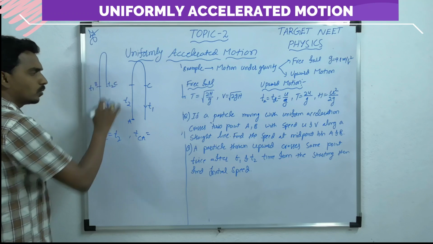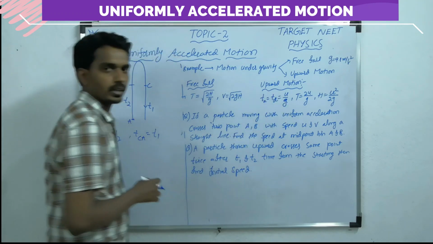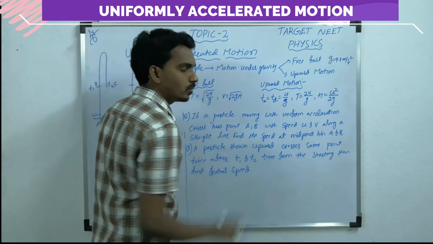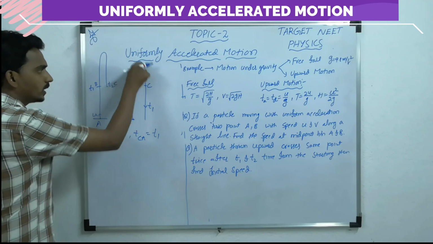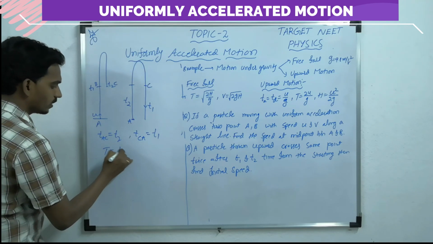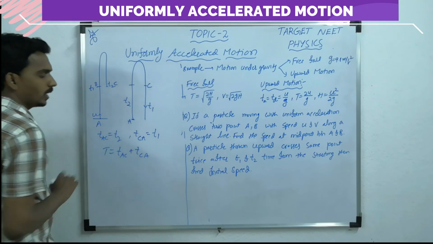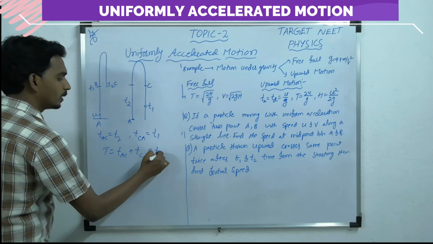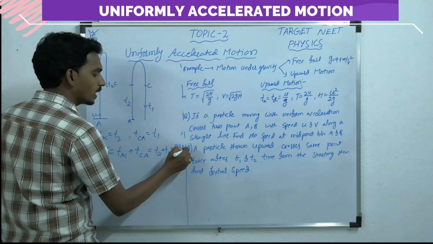Because ascending time is equal to descending time. So this is also t1. That is the logic we said here. Ascending time is always equal to descending time. Now here to here is t2, here to here is t1. What is the total time of flight? T from A to C plus T from C to A. Therefore t2 plus t1.